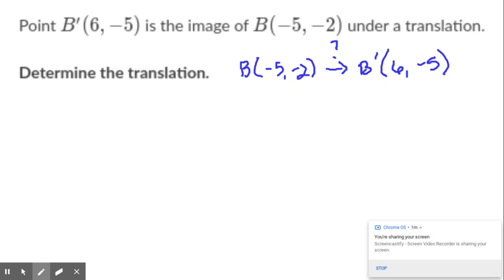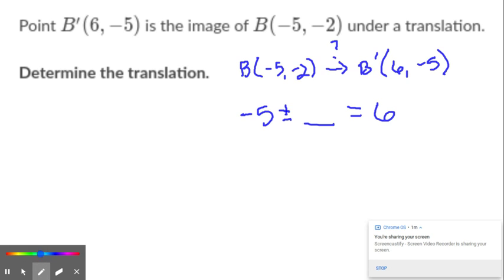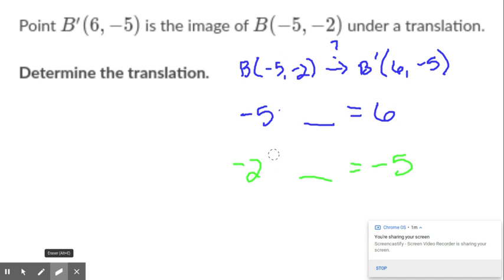So if I isolate my x coordinates first, I have to think about negative 5 plus or minus what gets me positive 6. And then I also have to think about, for my y coordinate, negative 2 plus or minus what gets me to negative 5. Okay, now if we think about this, let me erase my plus or minus here because I know I'm going to have to do one of those two. Negative 5 to positive 6, I know that's going to be adding something because negative 5 is less than 0 and 6 is greater than 0. So I'm going to be adding something. Well, what is that something? In this case, the answer is 11.